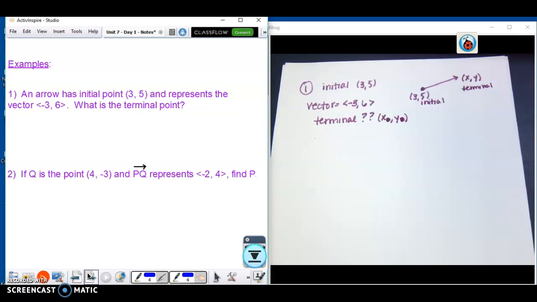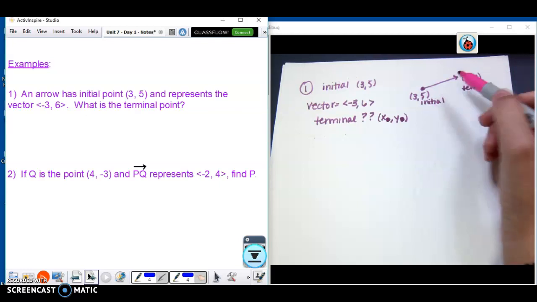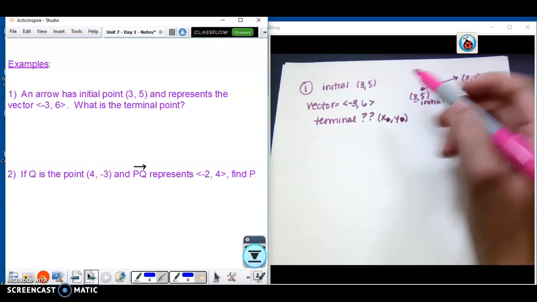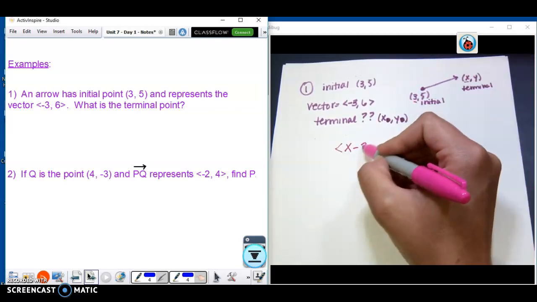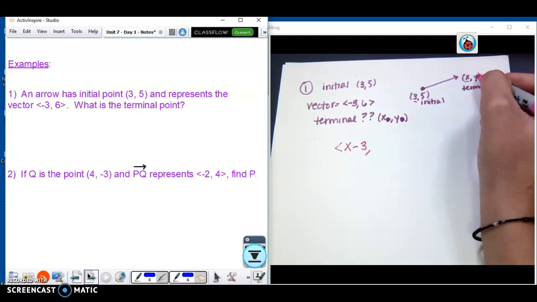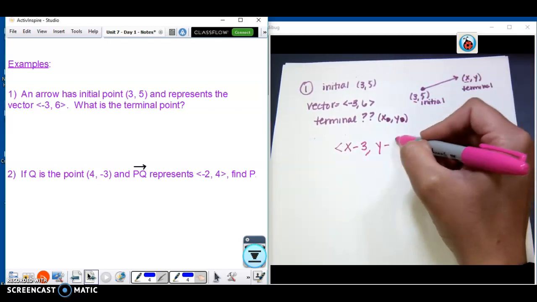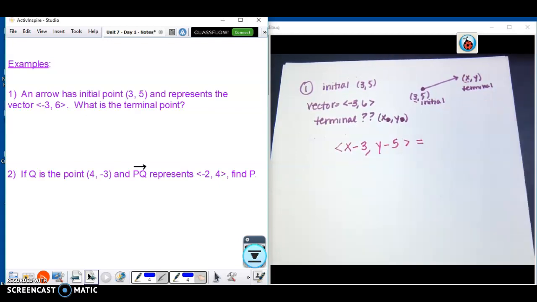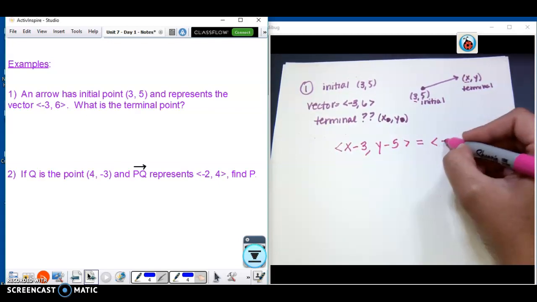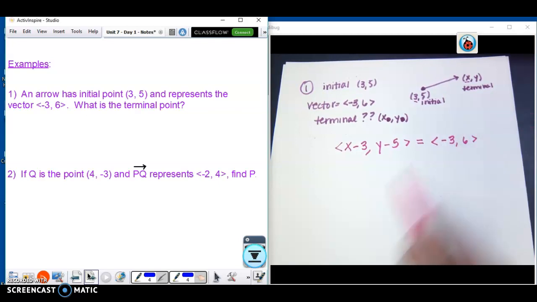Okay? So think about how you would find a vector. To find a vector, you do the terminal minus the initial. So if you're going to set this up, you would do x minus 3 for your x value. And then terminal minus initial would be y minus 5. And we already know the answer to this. The vector answer should be -3, 6.